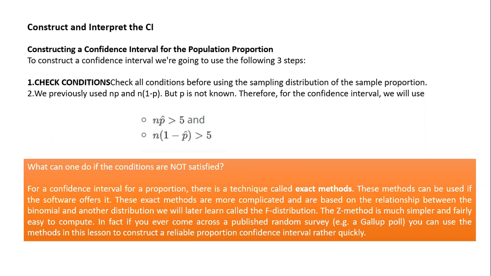To construct a confidence interval, we are going to use the following three steps. First of all, we have to check the condition.